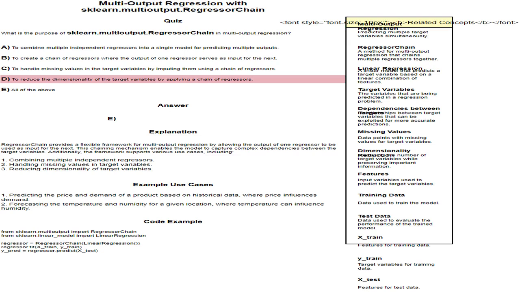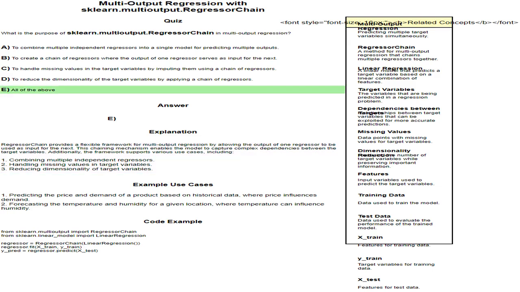To reduce the dimensionality of the target variables by applying a chain of regressors. This is correct. Regressor chain can be used for dimensionality reduction in target variables. You can strategically build a chain of regressors to predict a smaller set of target variables, e.g., a combined index instead of individual variables, while still capturing the relevant information from the original set. This is beneficial when you want to simplify the model and improve its efficiency without losing important information from the target variables. Reducing dimensionality of target variables.